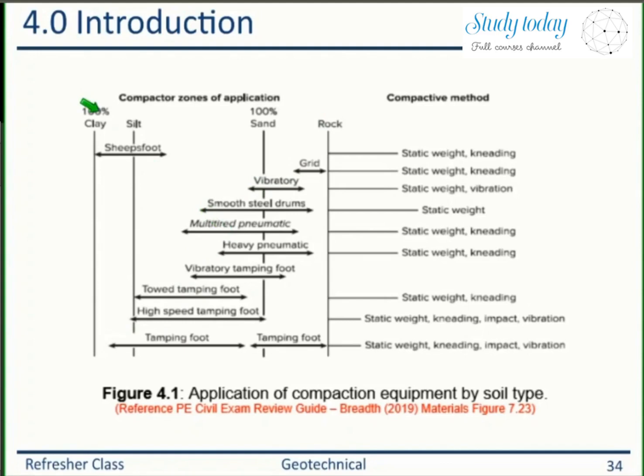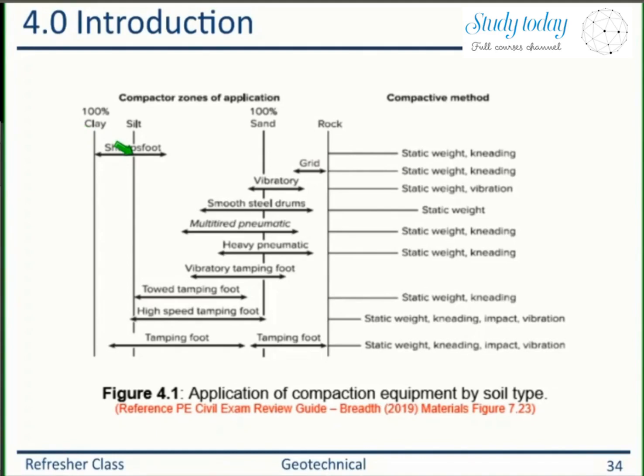If you talk about 100% silt, 100% clay, 100% sand, 100% rock, then the best compacting equipment for clay is none other than the sheepsfoot roller. So if your ground or your subgrade is made of clay and you need to compact, use the sheepsfoot roller. Okay, sometimes in exams they can give you this as a question.